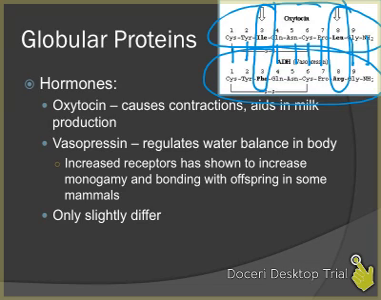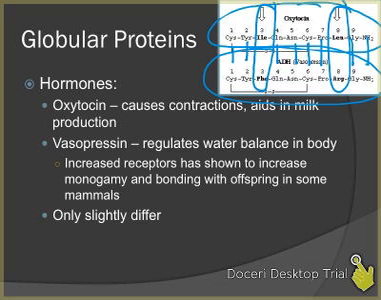Just like I said, oxytocin is used to cause contractions in giving birth and in milk production in nursing. And vasopressin is used to regulate water balance in the body. Those are two completely different functions. But since they are so similar in structure, scientists often wonder if there's some sort of connection in there.